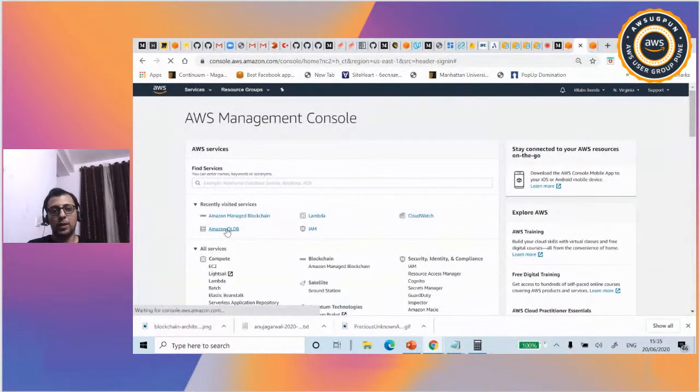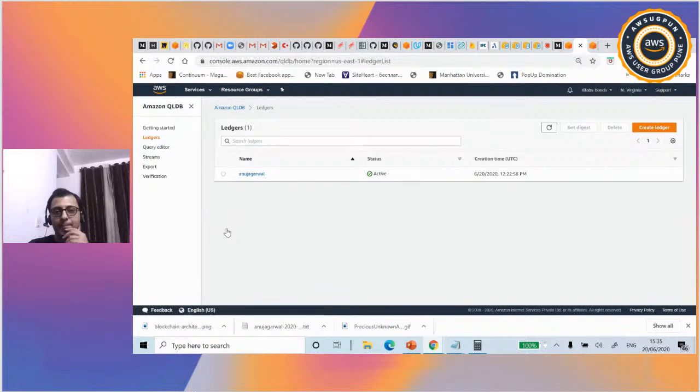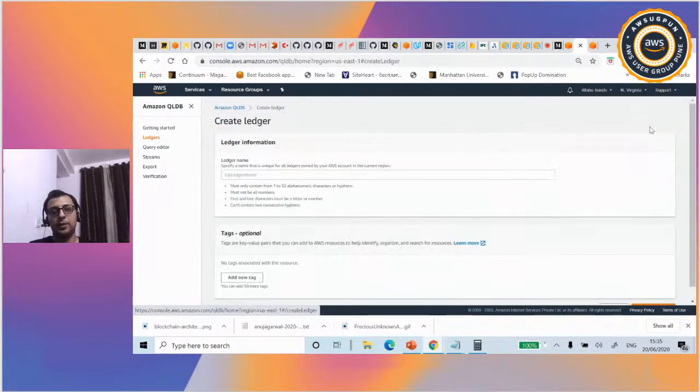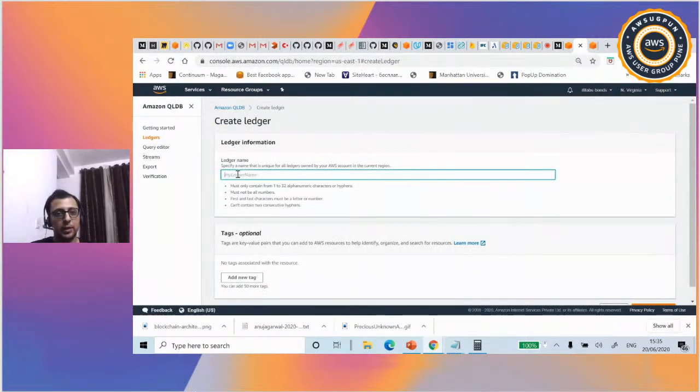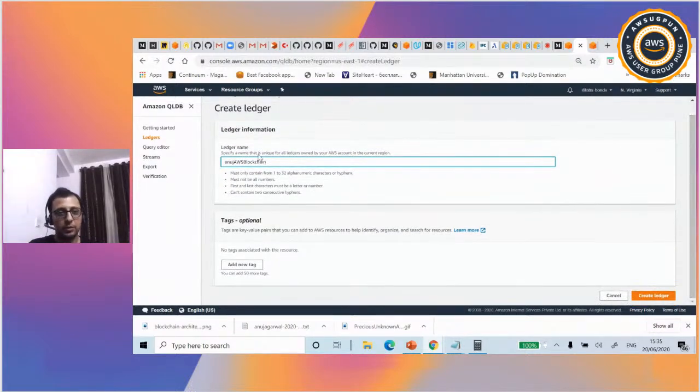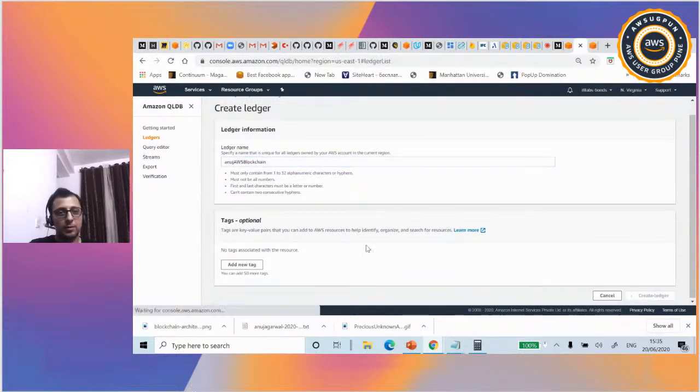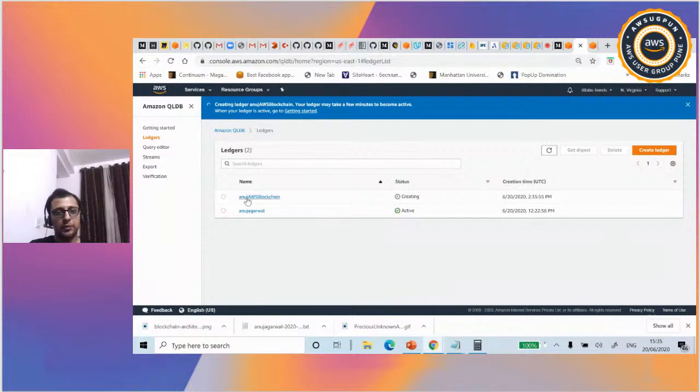So we go to Amazon QLDB. I create a ledger. This is what we call a ledger in QLDB. I'm naming it Anuj AWS, not typing BC because of the obvious reasons, so I changed it to blockchain. Now I just created it. On AWS blockchain, this is the ledger I've created.